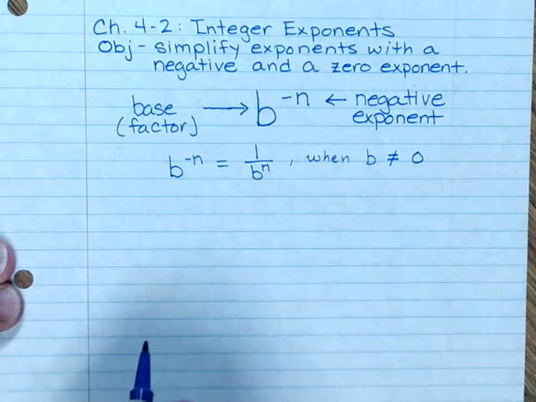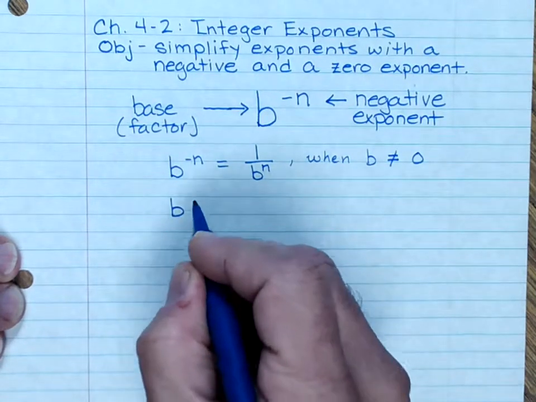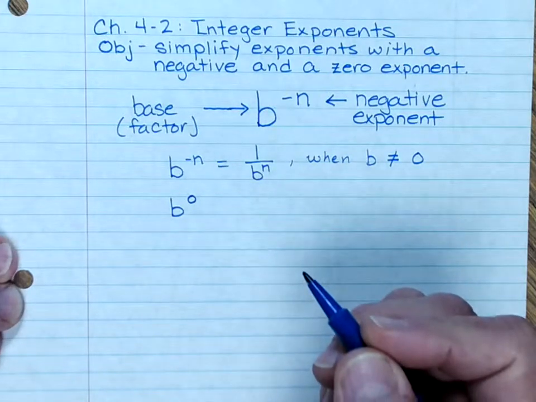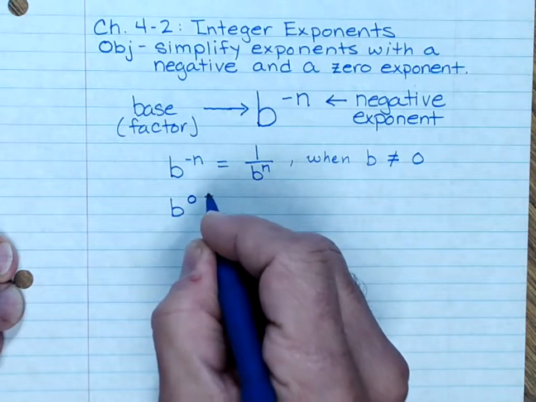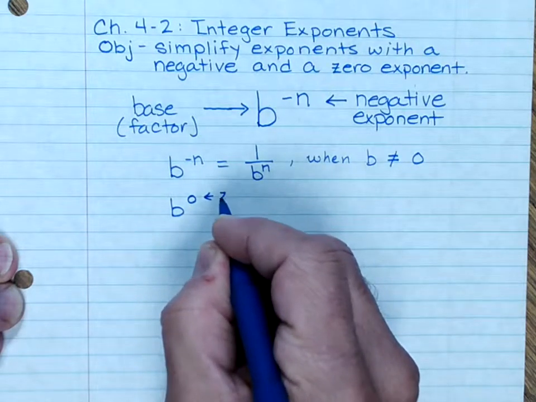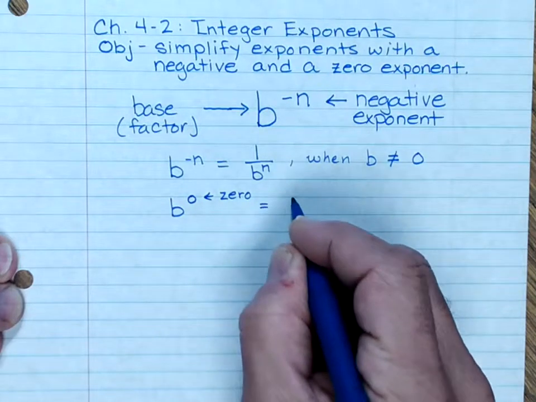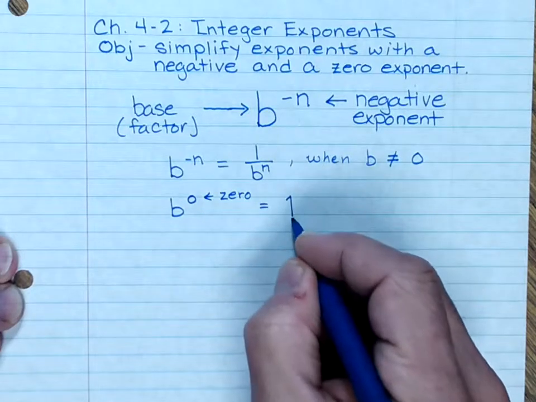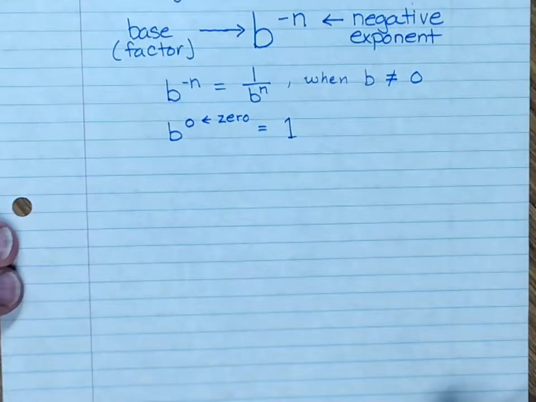I also have one other I'd like to show you, and that is a base number to the zero property. I'm sorry, the zero power. Anytime you have a zero power, this will equal 1. And it doesn't matter what the base is. And I'll show you a good example of that right here.